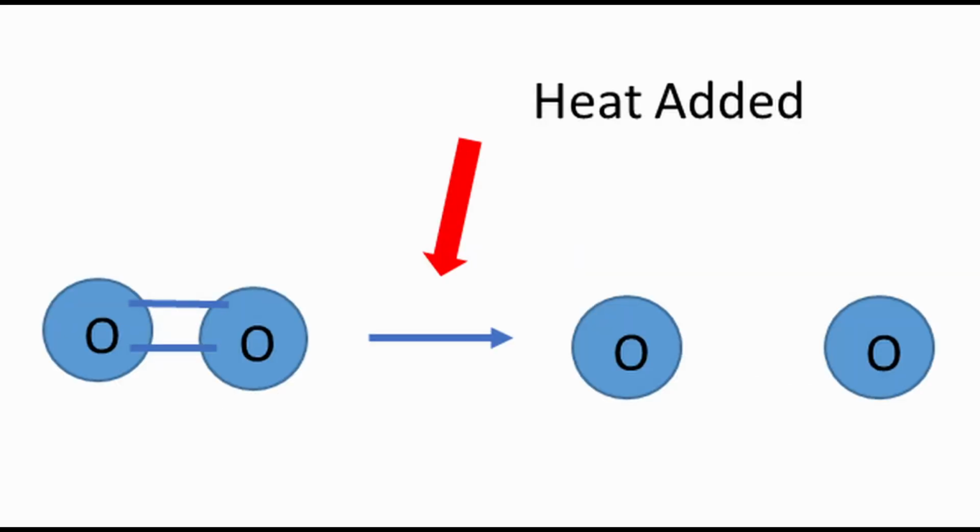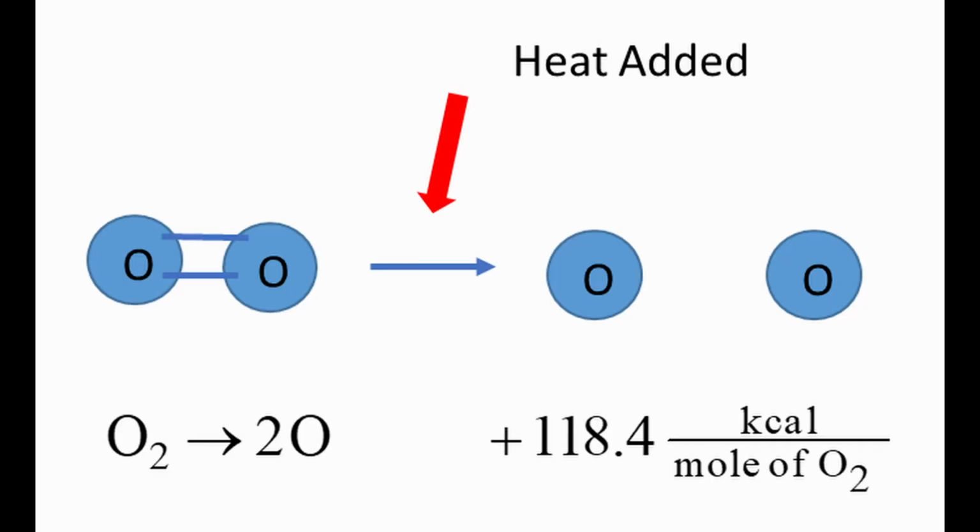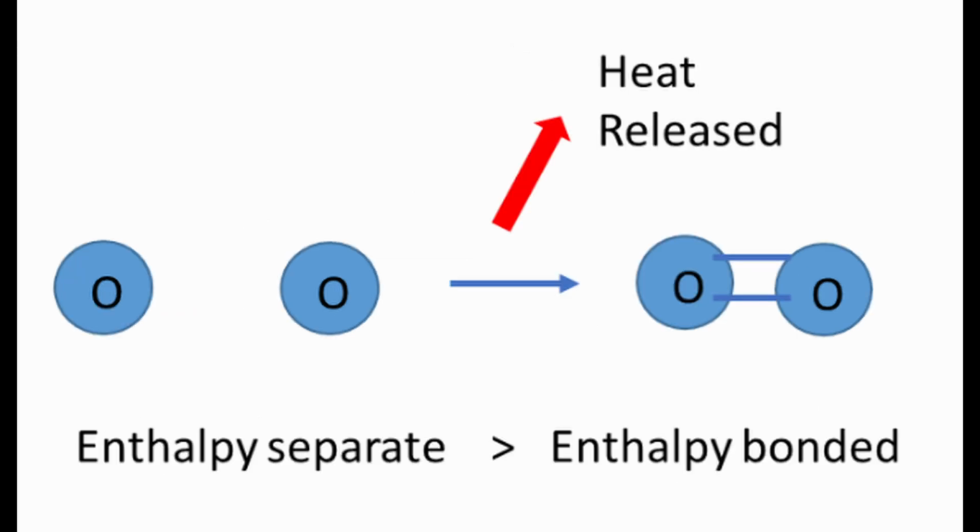Conversely, to break up 1 mole of oxygen gas into its component atoms, you must add 118.4 kcals of energy. The enthalpy change to the system is positive 118.4 kcals. So 118.4 kcals of heat must be added to break up 1 mole of O2 into individual oxygen atoms. This proves that the more stable form of oxygen is the combined state, O2, with less energy.